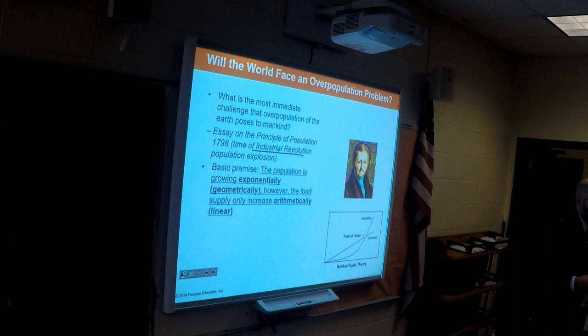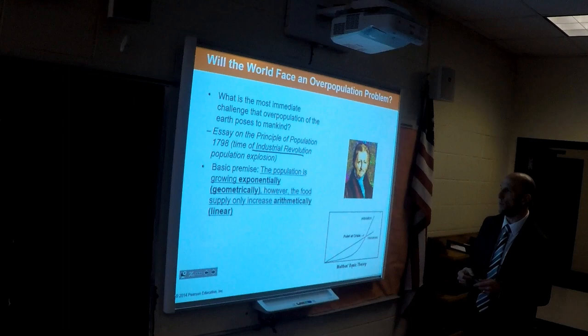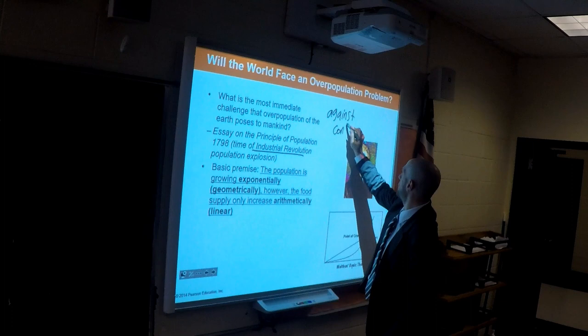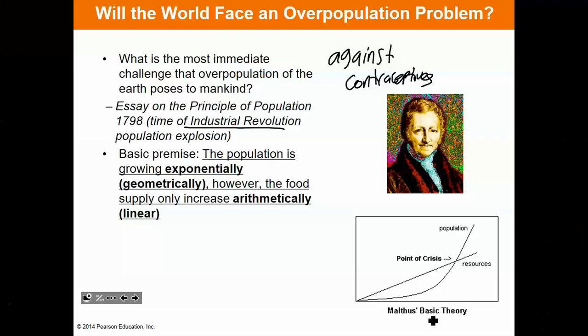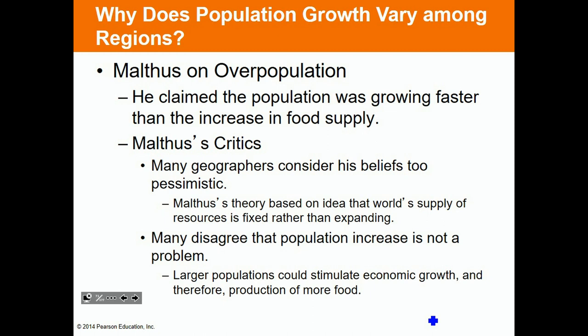He was against contraceptives. He was a minister. So we're going to say against contraceptives. And so therefore, he felt like the best way to not have so many kids is abstinence, which is just, you know, don't do it. Abstinence. Don't do it is his policy. Okay? He claimed the population was growing faster than the increase in food supply.